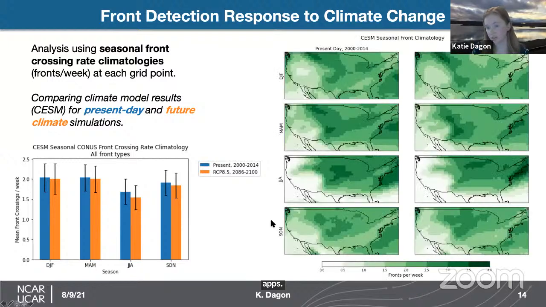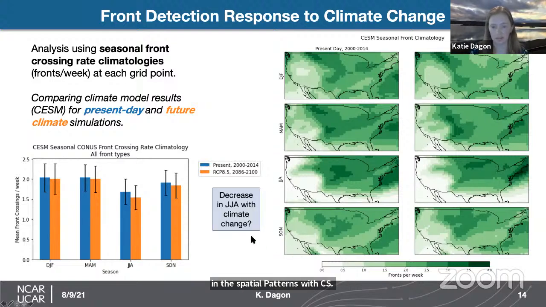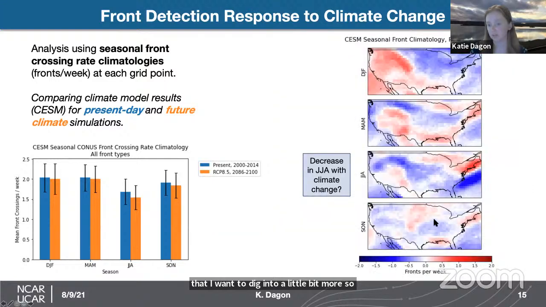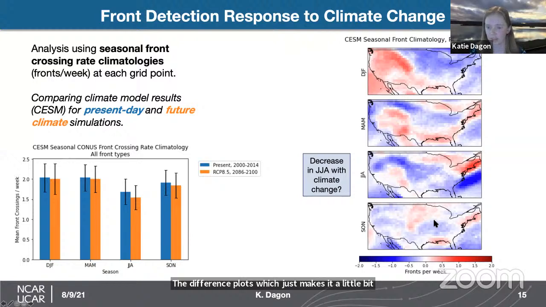Again, if we look spatially, we do see some differences in the spatial patterns with season. And it does seem like there could be a decrease or potentially northern shift in JJA with climate change that I want to dig into a little bit more. So I'm going to show you instead the difference plots, which just makes it a little bit easier to compare the plots on the previous slide.